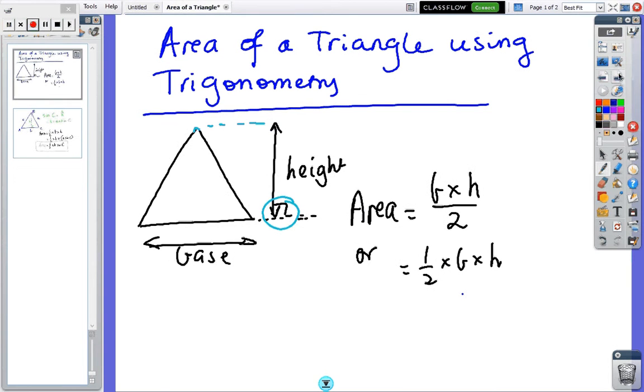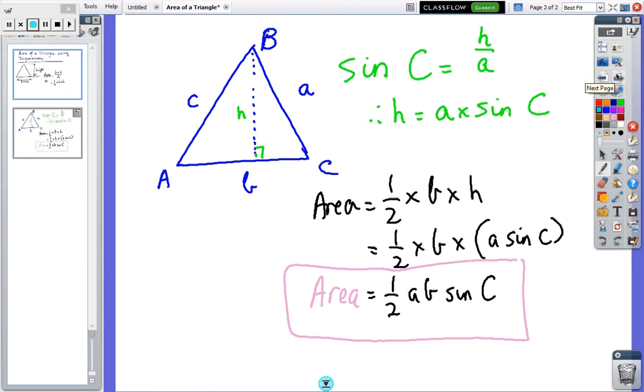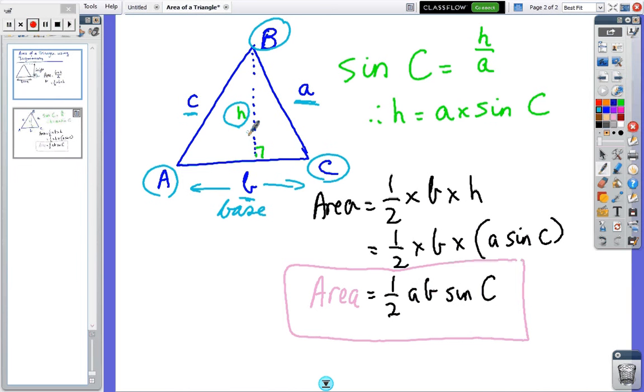We'll try to use trigonometry. So I draw a triangle and I use my vertices to label the edges, label the vertices, and then opposite A is a, opposite C is c, and opposite B is b. So obviously this is going to be the base of the triangle. And I've put a little height inside the triangle which is perpendicular. Now, from this angle here, this is angle C, the height is the opposite, and a is the hypotenuse. So that means that sine C is h over a, because that's the opposite over the hypotenuse.